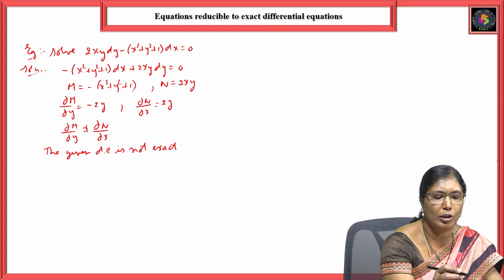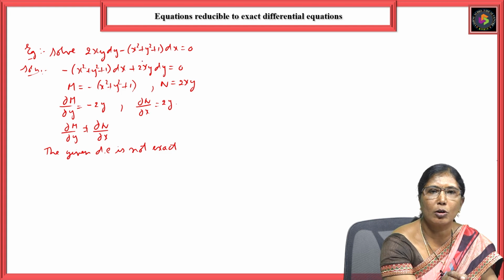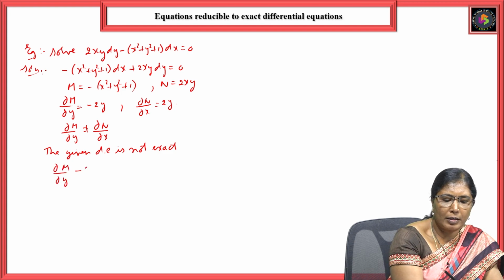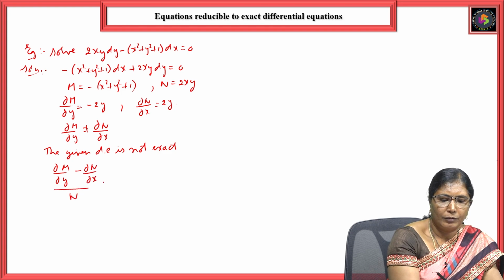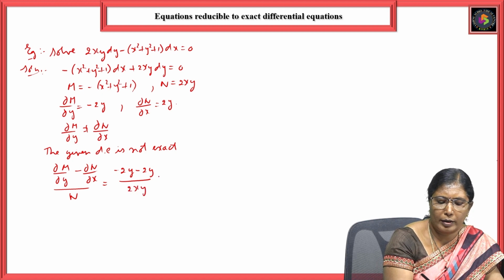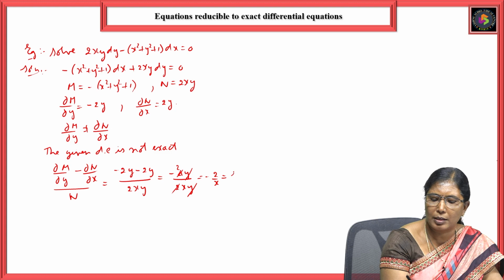So what is the formula here? Now you should check whether it is homogeneous. The first term is of degree 2, second term degree 2, third term degree 2, and the last term is constant. So it is not homogeneous. The second method is to check whether it is of the form f1(xy) y dx plus f2(xy) x dy. It is not of that form also. So the third method: (∂M/∂y minus ∂N/∂x) by N. We already have ∂M/∂y as minus 2y and ∂N/∂x as 2y, so minus 2y minus 2y by N. What is N? 2xy. So you get minus 4y by 2xy. The y gets cancelled, and 4 by 2 gives 2, so you get minus 2 by x. This is a function of x only.